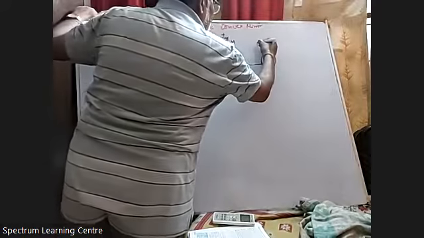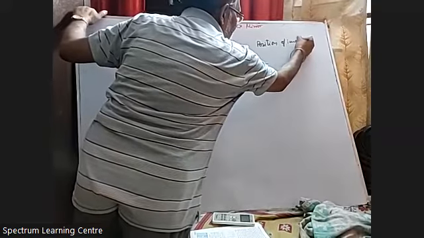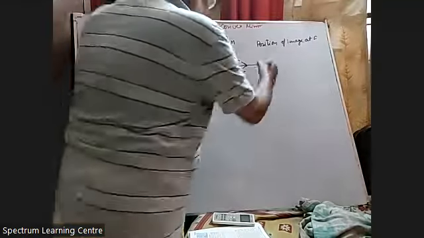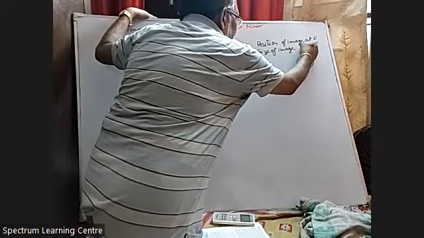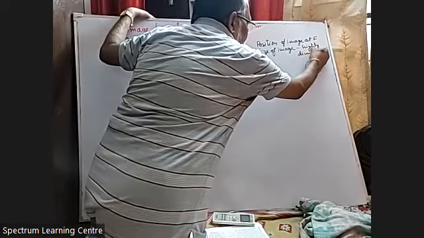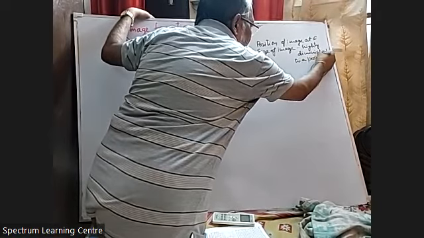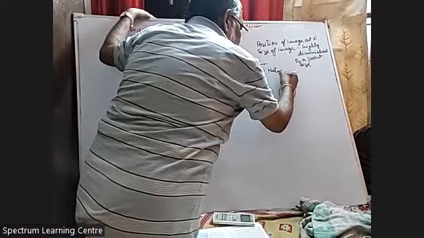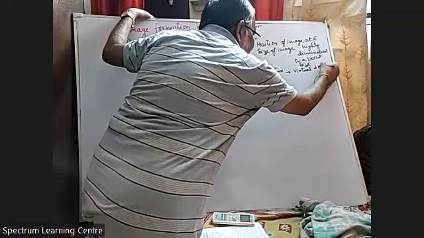So position of image at F, size of image highly diminished to a point size, nature, virtual, and erect.